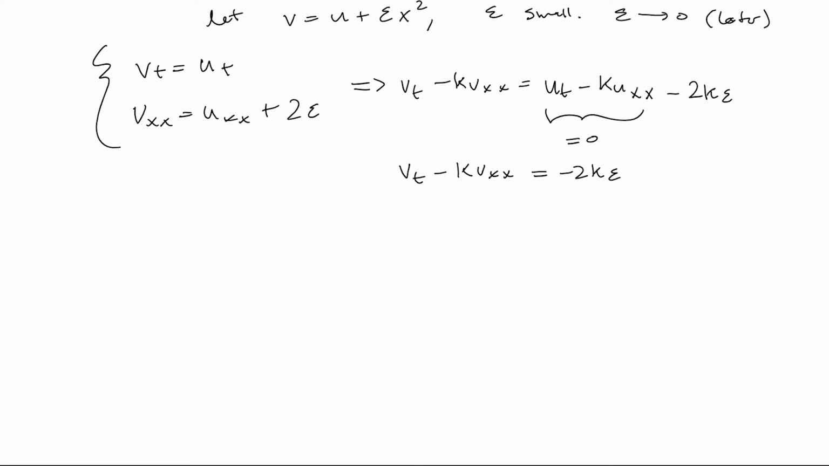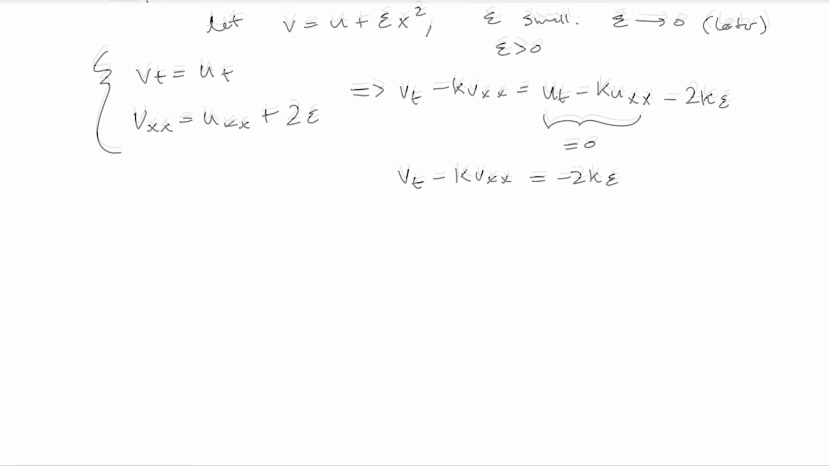Now, another detail that I forgot to include is that epsilon is small and epsilon is positive. We can allow epsilon to be whatever we want. If we say it's positive, it'll be positive. So if epsilon is positive, that means that this whole term is negative. Positive times a negative is a negative. That's pretty elementary algebra. Okay.